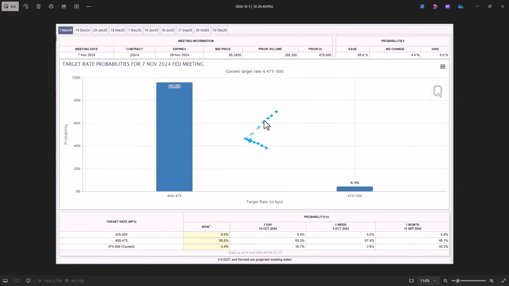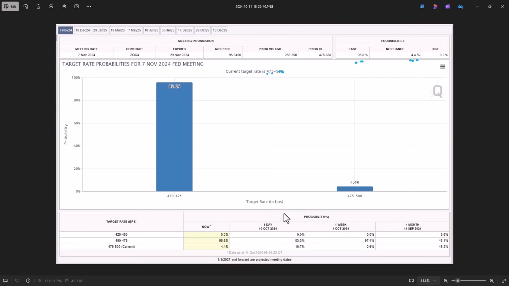Neither have you ever raised them this much, and neither have you ever raised them this fast. And that's really important to understand. But if we look at where we're at right now, we are at 475 to 500 as a target. After that target, there's the ease, 95.6. Chances of no change now are 4%.